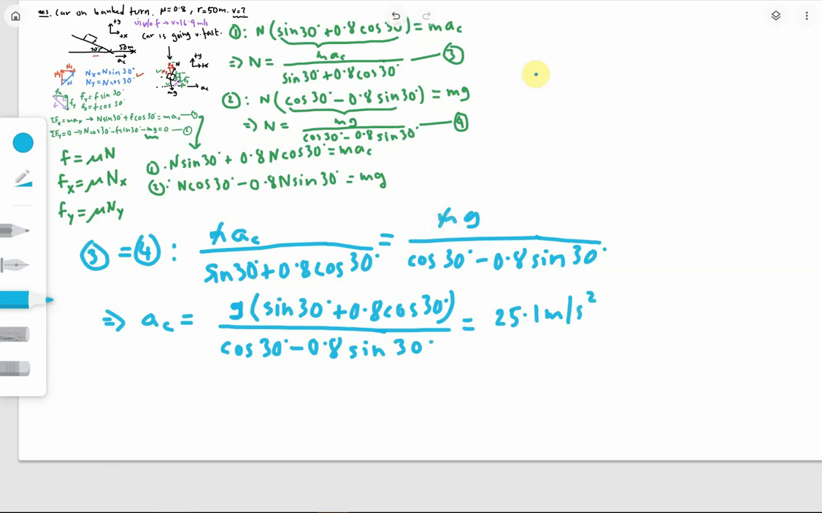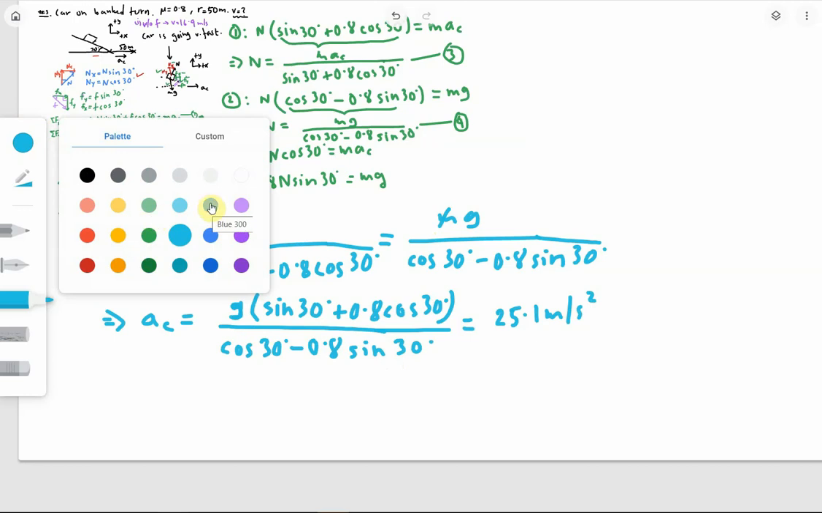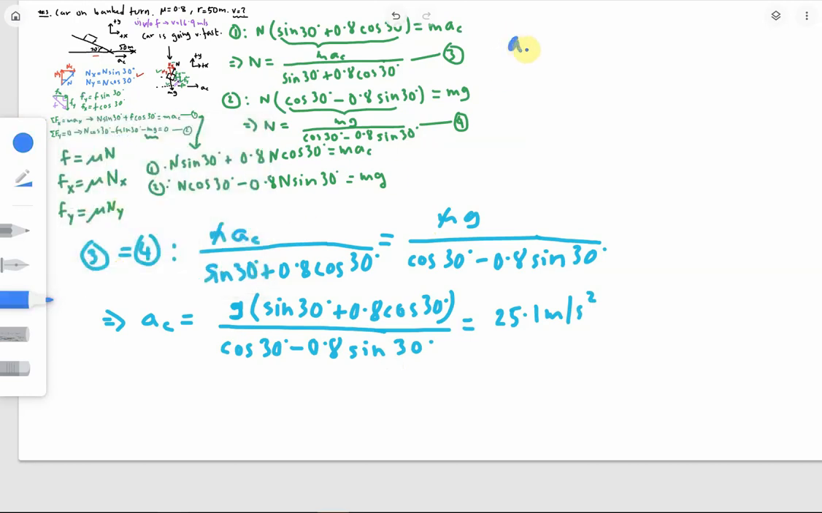Now our goal was to find v, the safe speed for the car, right? Let's go ahead and do that. How do we do that? We know that a_c, the centripetal acceleration, is defined in terms of v squared over r, right? We want to solve for v. So v squared, if you multiply r on both sides of the equation, gives me r times a_c. If you square root both sides, it gets rid of the square from the left side and gives me a square root on the right side. And both of these are known.